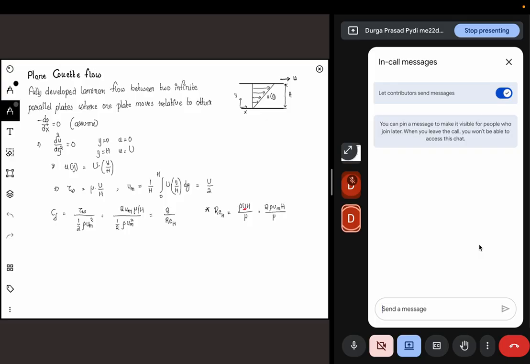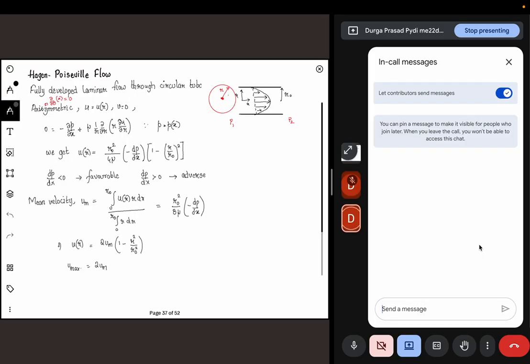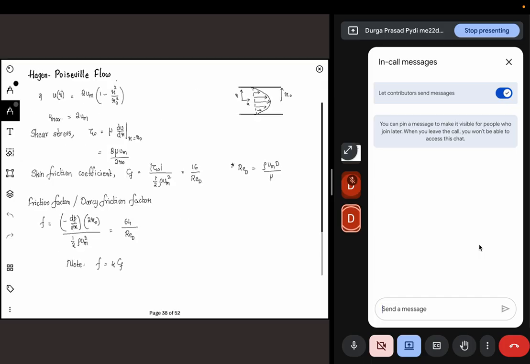So extending this to a cylindrical case or a circular cross section is where we have the Hagen-Poiseuille flow. We take the same governing equation with an imposed pressure gradient del P by del x. If you solve the equation, you will get a profile like this. And here, depending on whether this is positive or negative, the flow can happen either left to right or right to left, depending on whether P1 or P2 is greater. It will happen from the greater to the smaller one.